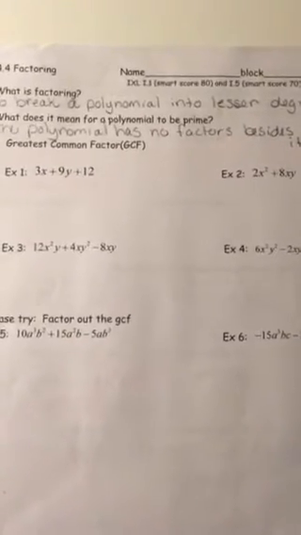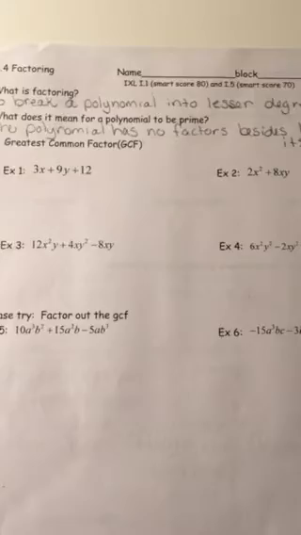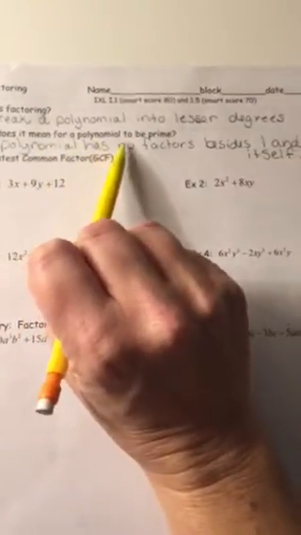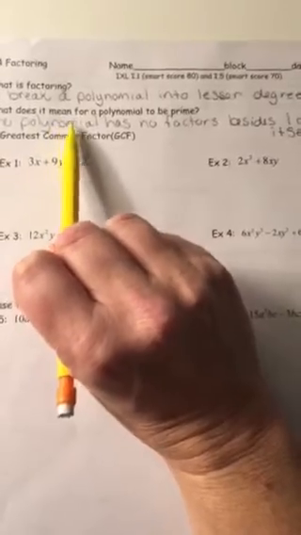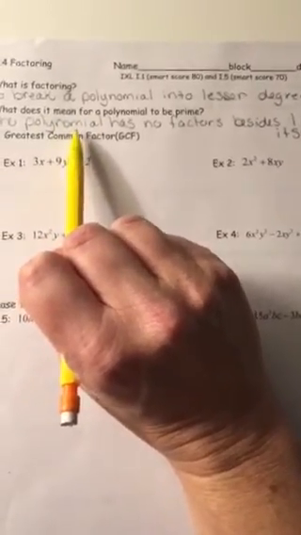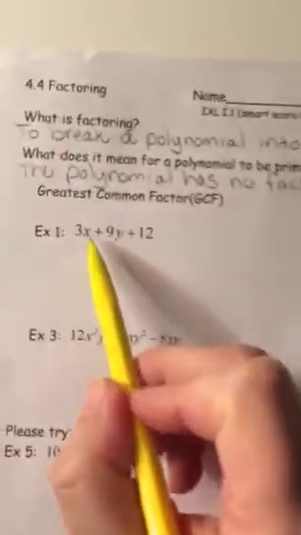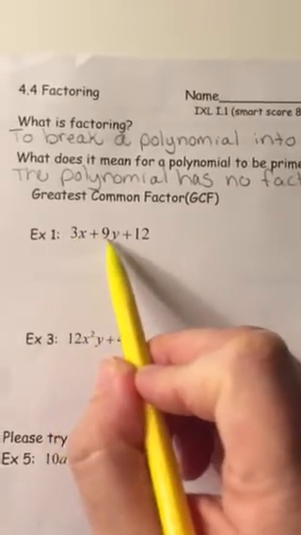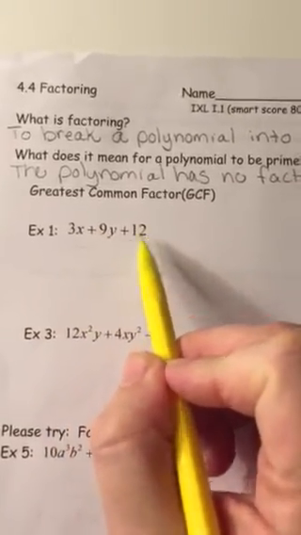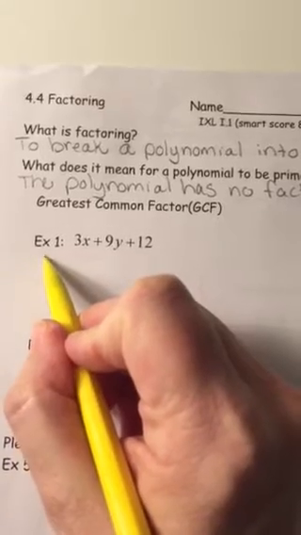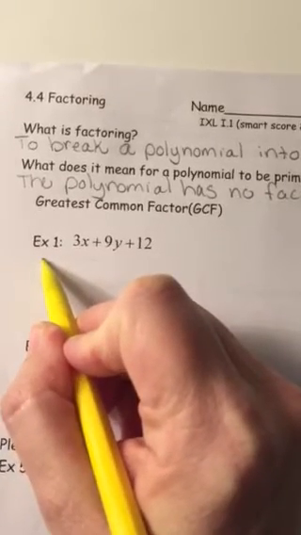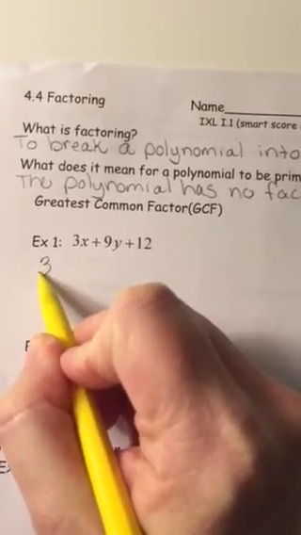Hi, we're going to work on factoring today. So what is factoring? Factoring is to break a polynomial down into lesser degrees, and if something's prime, it means it cannot be broken down. So if you look at our first example, between 3, 9, and 12, they all have the number 3 in common. So 3 is what we call our GCF, our greatest common factor.